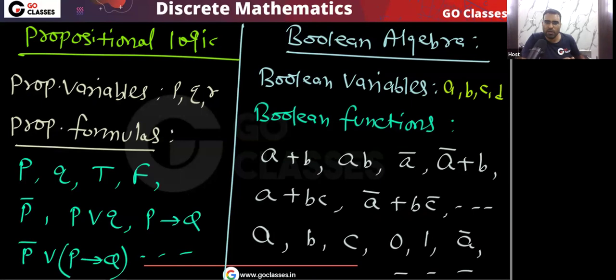One more thing I want to tell you. In Boolean algebra, these Boolean variables A, B, C, D, can I say they are atoms? You cannot break them. For example, consider the difference. Look at this: P implies Q. Can I say this is breakable? Yes, I can break it into P, Q, with implication. So remember, this is a propositional formula. But this P is a propositional variable, and you cannot break this P. Do you agree?